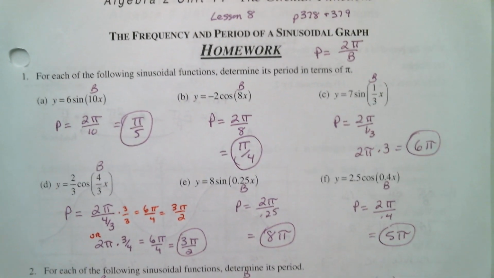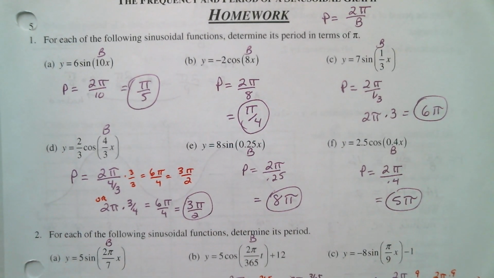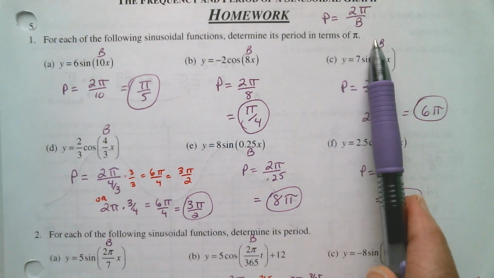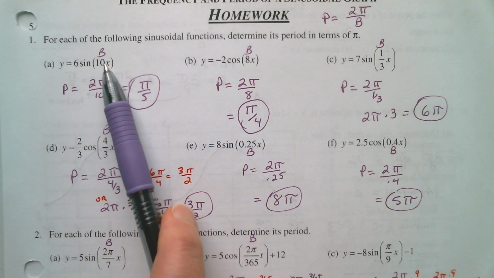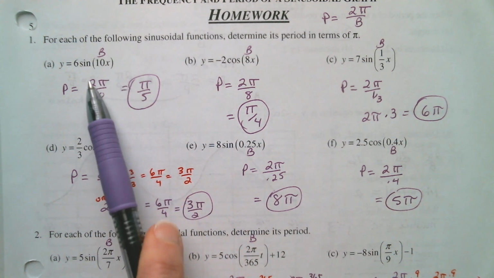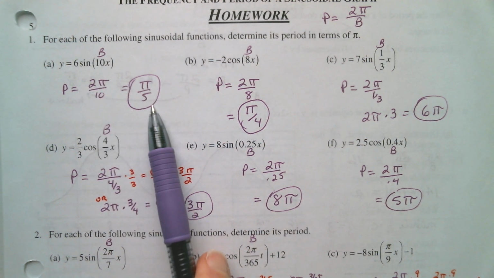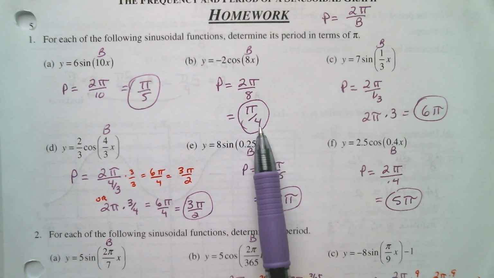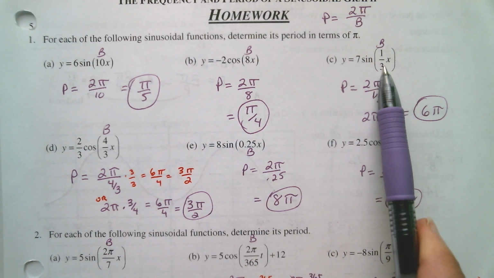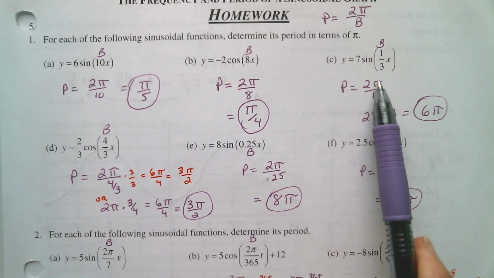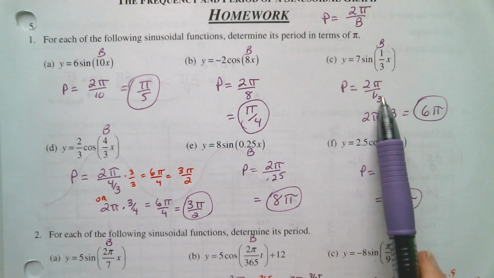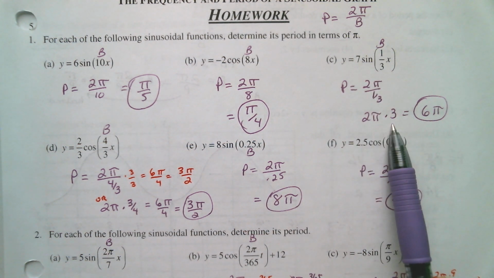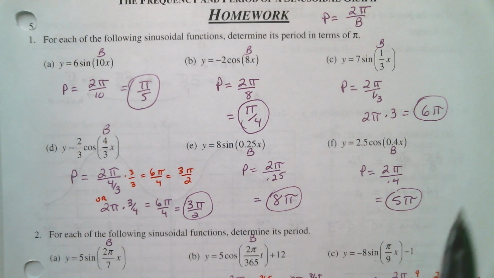So for each one of these, you're using the formula p equals 2 pi over b. So b is 10. 2 pi over 10 reduces to pi over 5. B is 8. 2 pi over 8 reduces to pi over 4. B is 1/3. 2 pi over 1/3. That's the same as taking 2 pi and multiplying by the reciprocal. 2 pi times 3 is 6 pi.